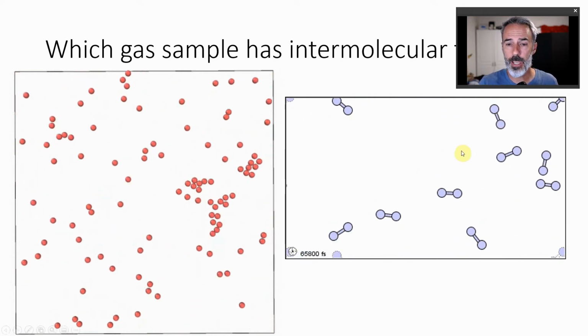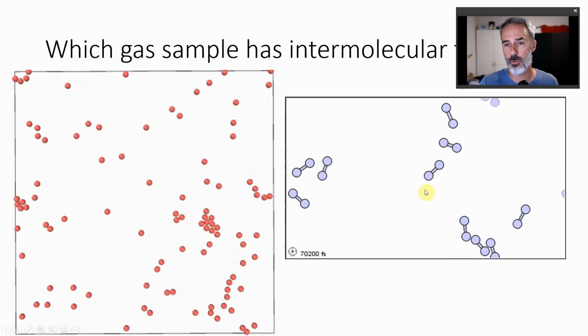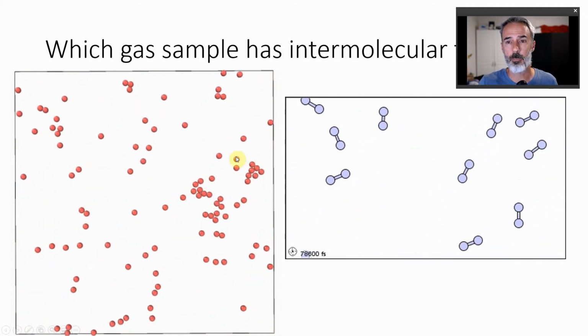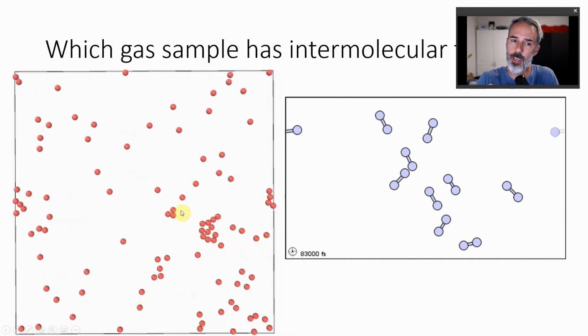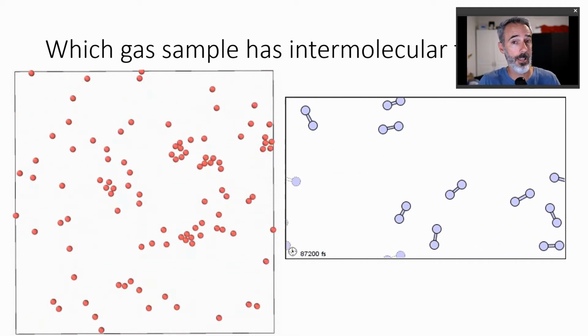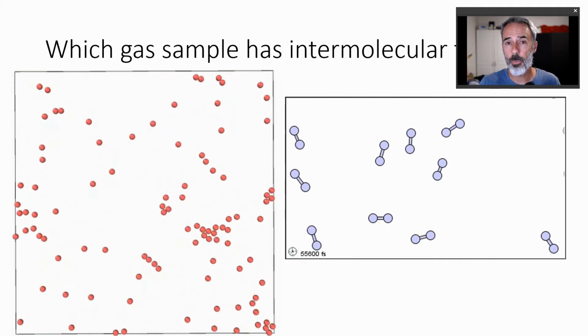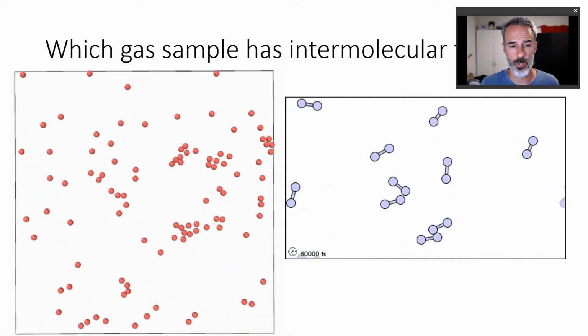And if they didn't have any attractive forces like these don't, then they would never have any reason to stick together in the way that the red particles are. Because sticking together is what causes gases to condense or liquids to become solids. All particles have some intermolecular forces.